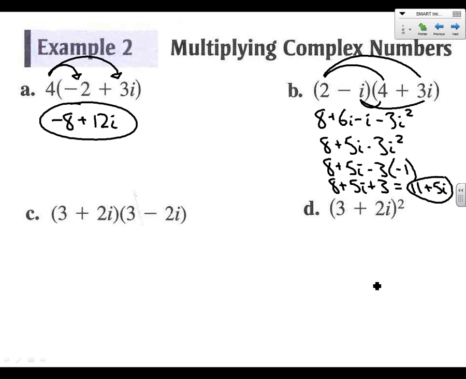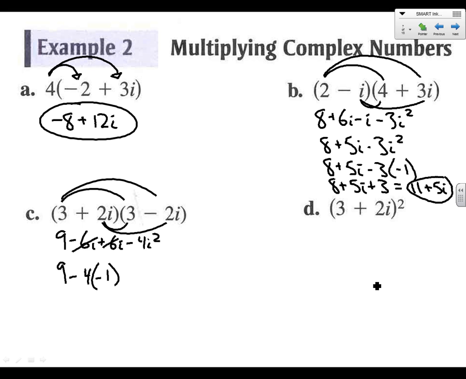So using the same thinking, we can do option C here. 3 times 3 is 9, minus 6i, plus 6i, minus 4i squared. We're going to have 9. The 6i's will cancel out. Minus 4. And instead of i squared, I can think of that as negative 1. This is really 13. 9 plus 4.